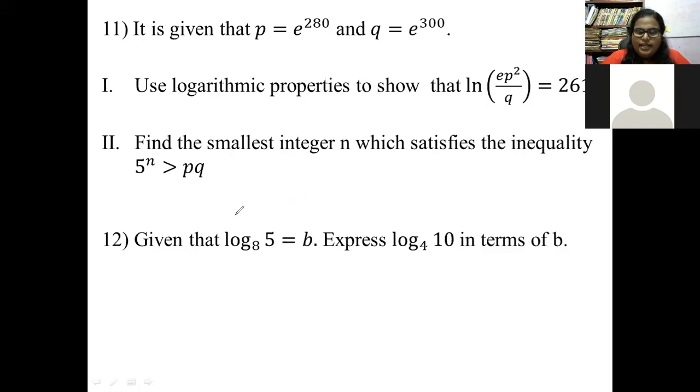It is given that log base 8 of 5 equals b. Then by using this result, we have to express log base 4 of 2 to the power 10 in terms of b, right? So we have to do some calculation because the bases are not the same here. You can see the base of this given function is 8, and the result that we have to prove, the base is 4, right? So we'll see how to construct our solution for this one.